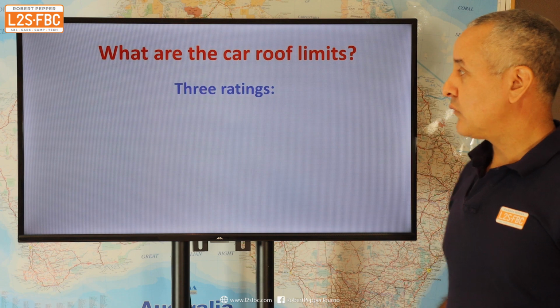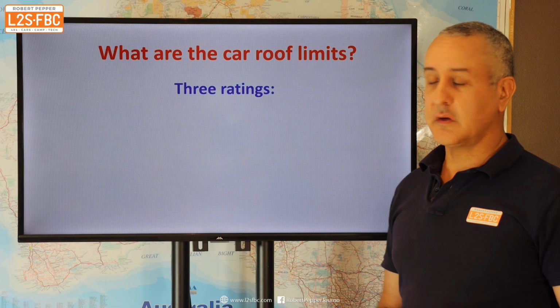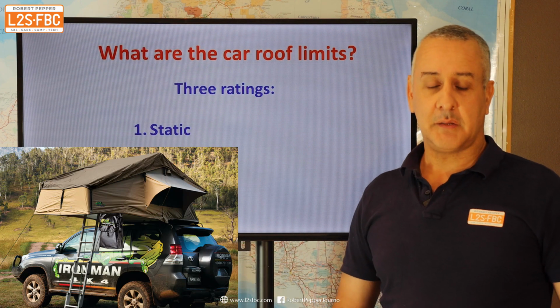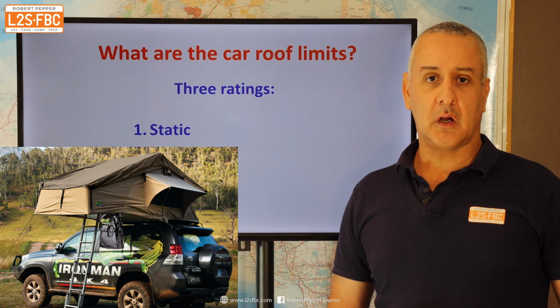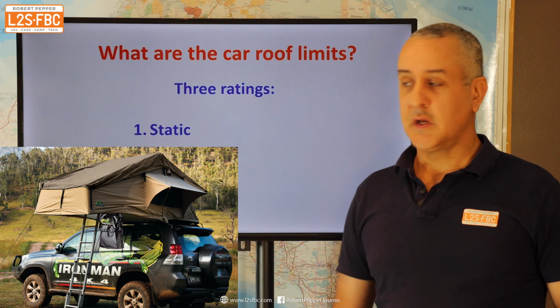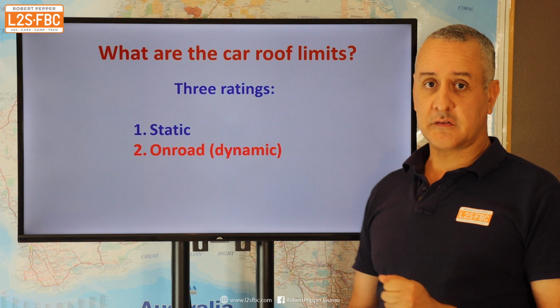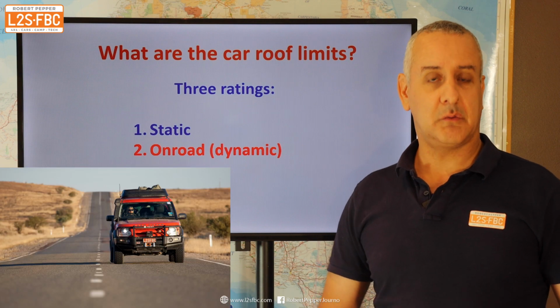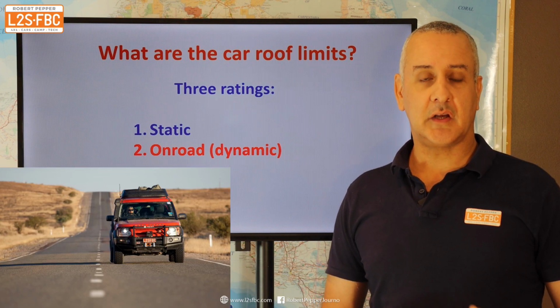Alright, so what are the car roof limits? Now there's actually three ratings you've got to look at. One is the static limit, which is how much weight the car's roof can take when it's not moving. The second is the on-road, otherwise known as the dynamic limit, which is obviously when the car is actually moving, and of course that's going to be less.